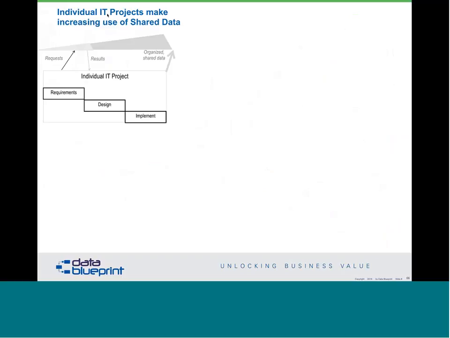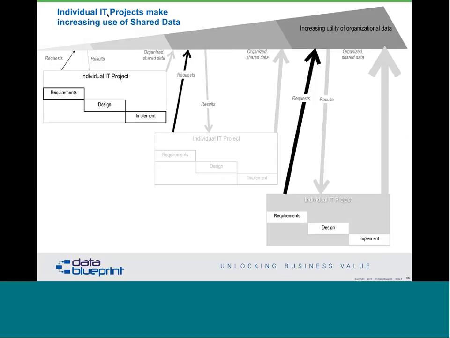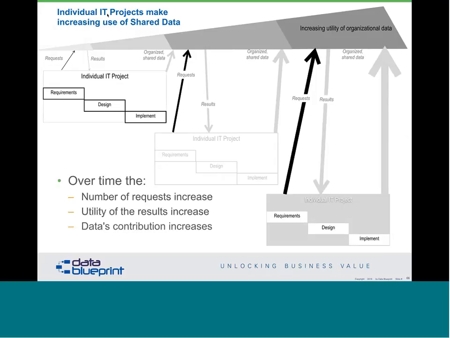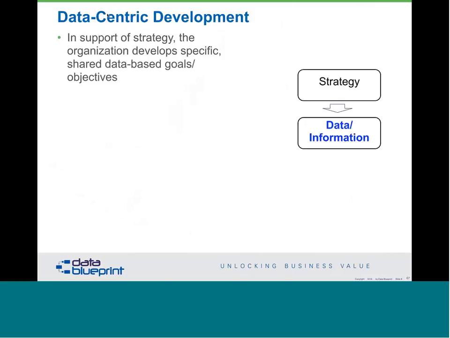So it's our metadata layer, our data architecture layer at the very top that's there. And the second IT project that comes along to do this, again, may get some data from it, may use the data, hopefully will share its data back with the rest of the organization, the metadata catalog, the architecture that's up there, and it's increasingly important because over time the number of requests increase, the utility of the results increase, and most importantly, the contribution that data is making to this process increases as well. But what this really means is that when we look at data development, we really need to think about it in a completely different fashion.